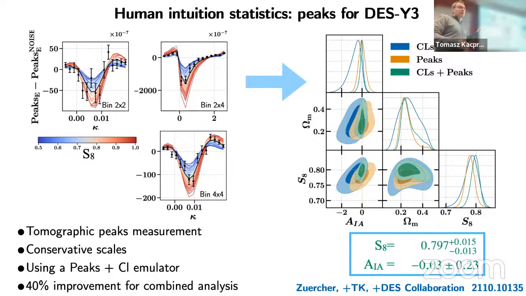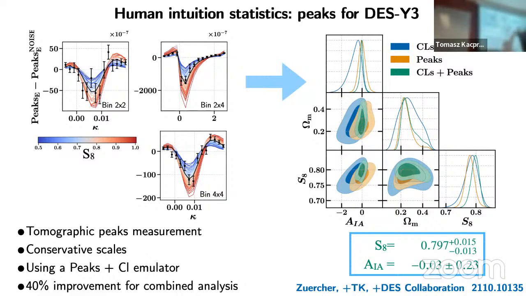Again, here power spectra were computed from the simulations as well. And we did a tomographic peaks measurement at quite conservative scales, so as not to have to worry about baryons. We did improve by 40% for the combined analysis of peaks and Cls compared to Cls only, but it was not directly comparable to the main DES analysis, given that the choices of scale cuts were a bit different. Nevertheless, the results are quite consistent with that measurement.